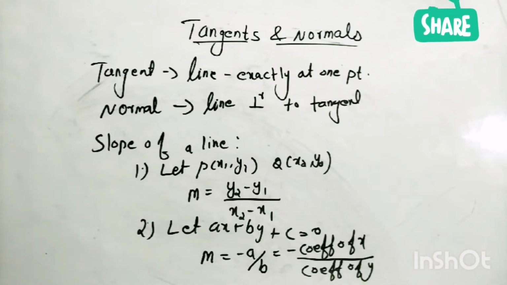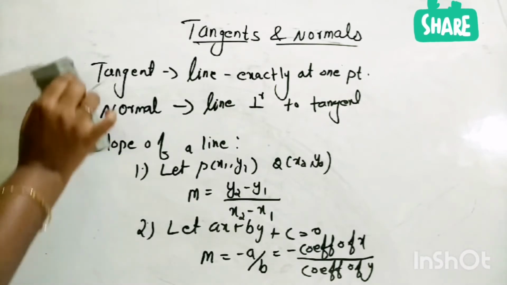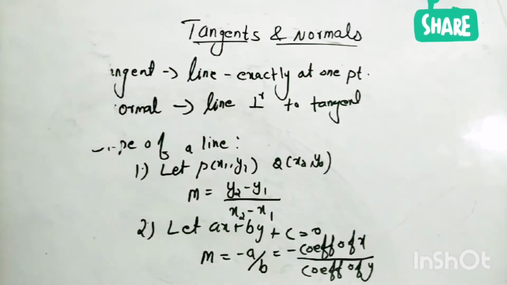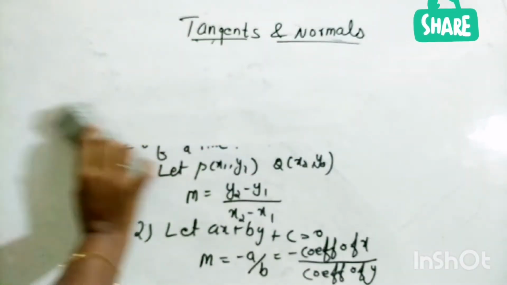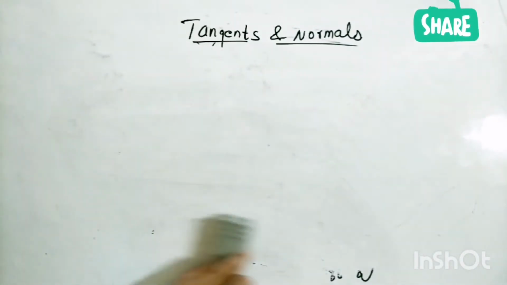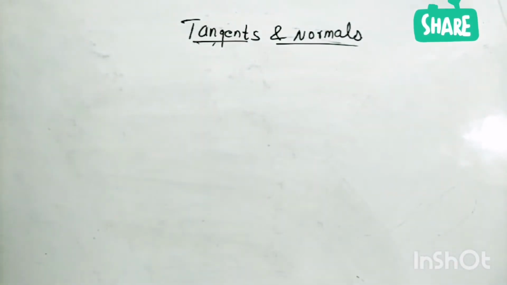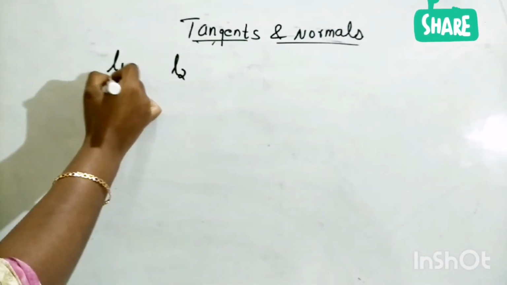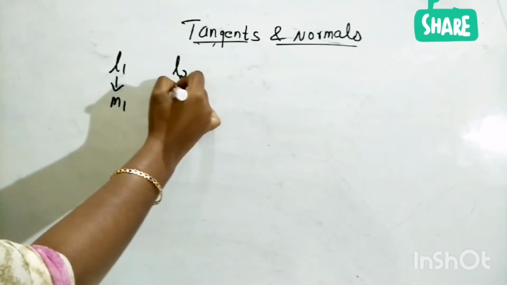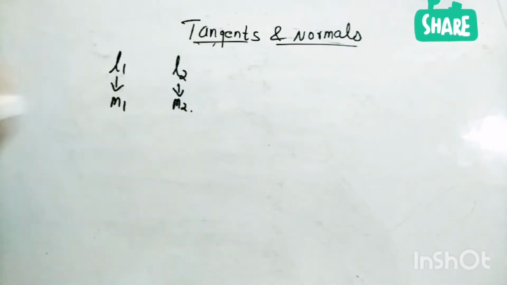Now we are going to discuss the angle between two lines. Suppose we have two lines L1 and L2, and let the slope of the first line L1 be m1 and the slope of the second line L2 be m2.